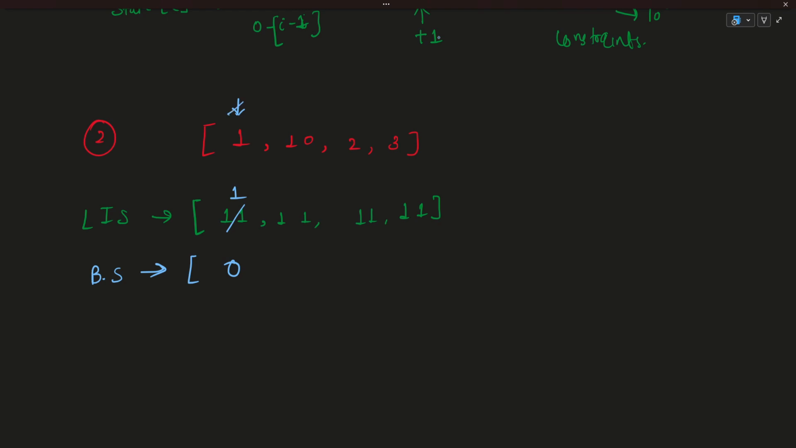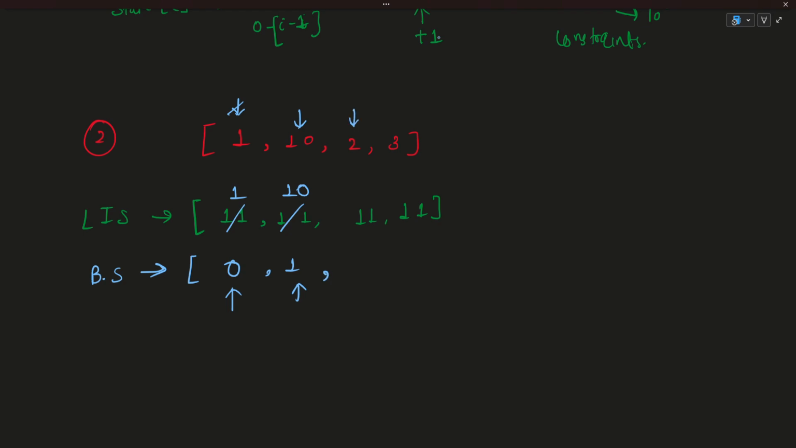Okay, now I came to the element 10, at the first index. Where can I place 10 in my LIS array so the whole LIS array is valid? Can I place it at index 0? No, I can place it at the first index. So what I'm storing here is the return value from the binary search. At the 0th index I placed my 1, and the 10 I placed at the first index in my LIS array. So I returned 1.